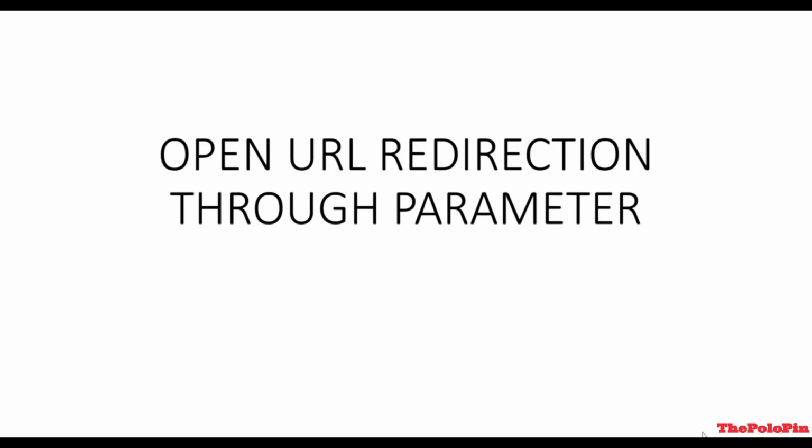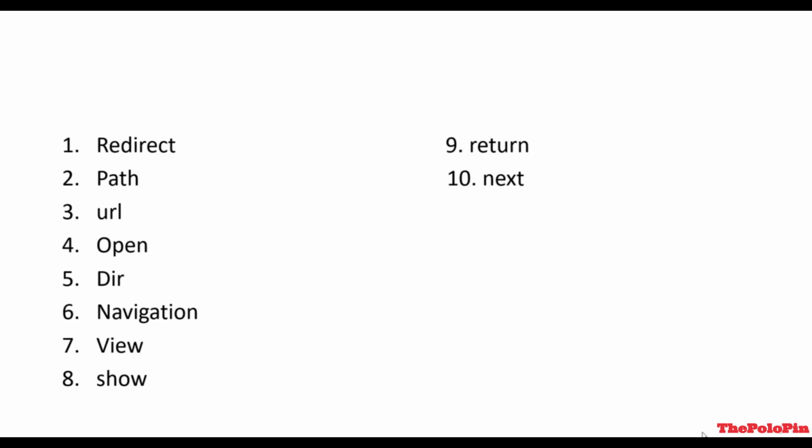Now let's see about the open URL redirection through some parameters. Parameters are normally the attributes associated with the URL that will be responsible for the URL redirection. We'll see some of the important parameters, and we'll see the live action of those vulnerabilities in the next lecture. But for now, let's get some theory over here. These are a couple of parameters which will be responsible for the redirection: redirect, path, URL, open, dir, navigation, view, show, return, next.